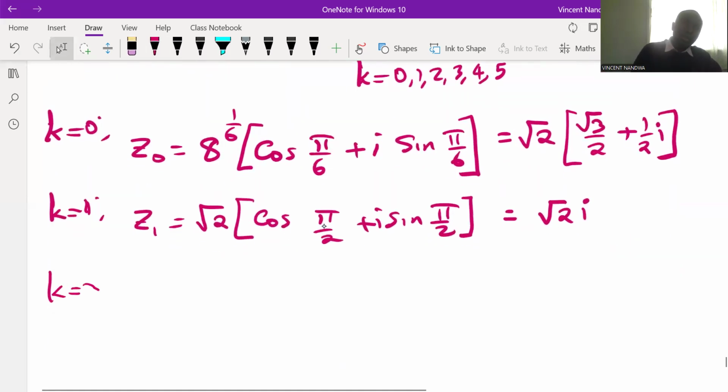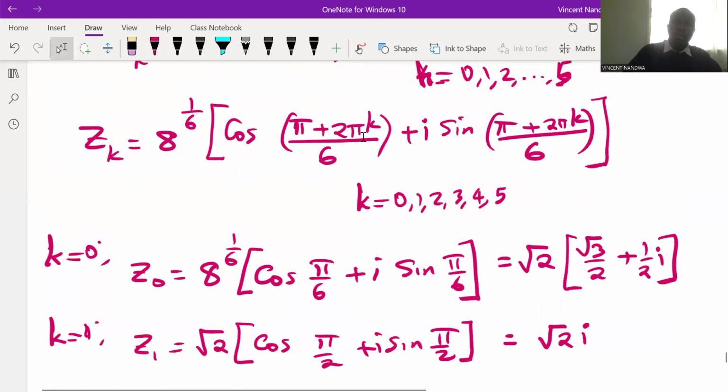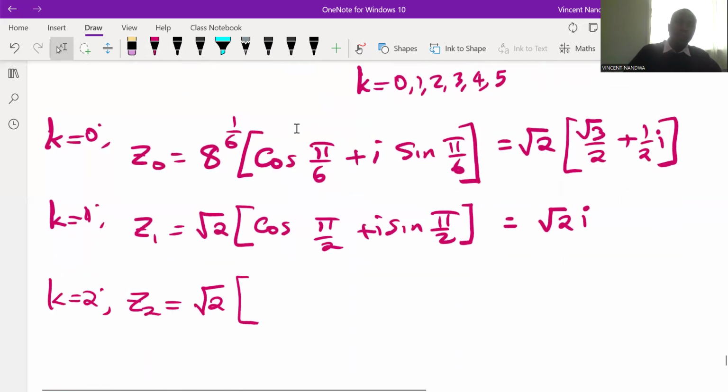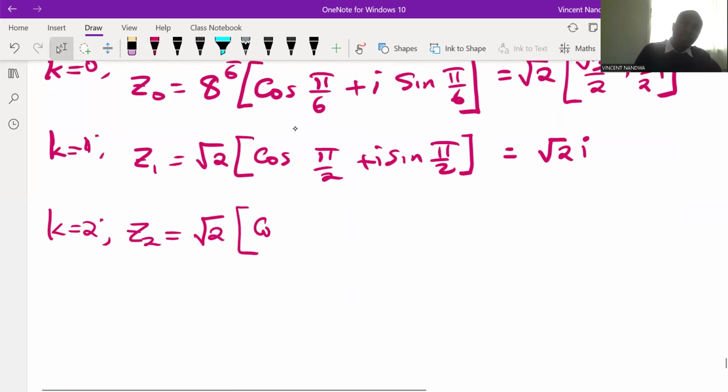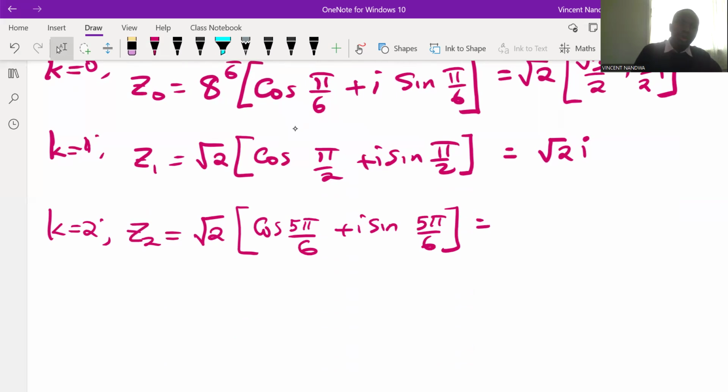k equals 2 means z2 will be, so 8 to the power 1 over 6 is root 2. Then where there's k, put 2. So I'll have 2 times 2 pi is 4 pi, plus pi is 5 pi. So I'll have cosine of 5 pi over 6 plus i sine 5 pi over 6. And when you work out, you'll get root 2 into minus root 3 over 2 plus a half i.